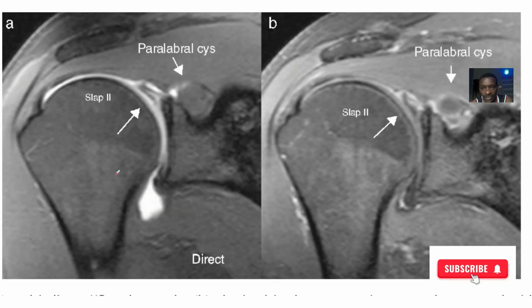So how about this one? Indirect. This is a direct, directly into the joint. You can see the image is so clear around these aspects. But for the indirect, it gives you a clear image, not really as clear as the direct.